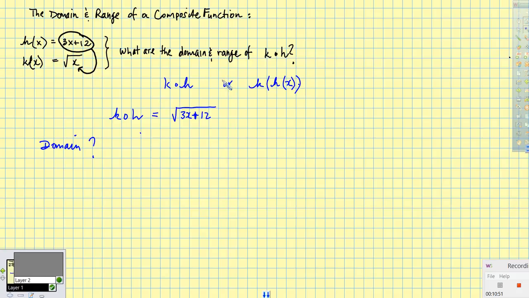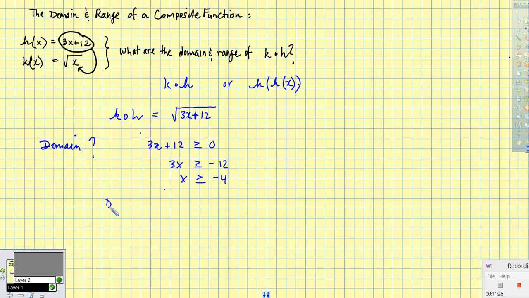And we know that one of the things that the value of x is not allowed to be is a negative number under a square root sign. So I would automatically take what's under the square root sign, 3x plus 12, and set it greater than or equal to 0, so that I end up with 3x being greater than or equal to negative 12, so that x would be greater than or equal to negative 4.